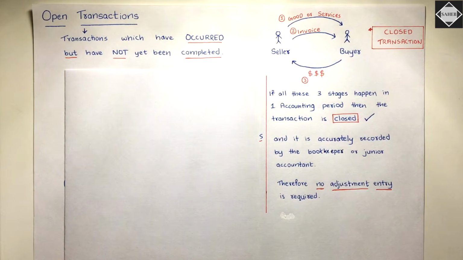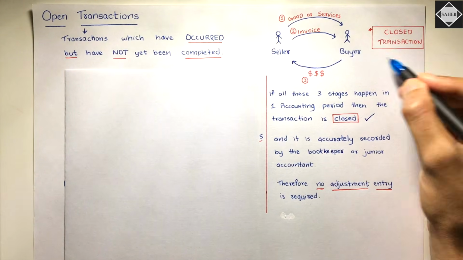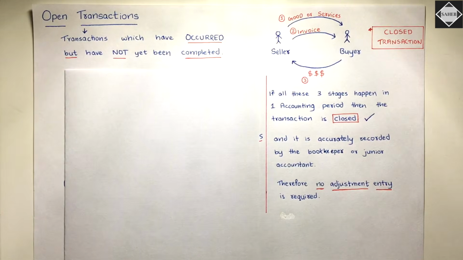Let's discuss what a closed transaction is then. A closed transaction is a transaction which is completed successfully in the same accounting period. Let's see how it will happen.